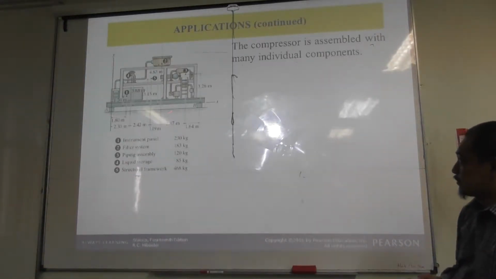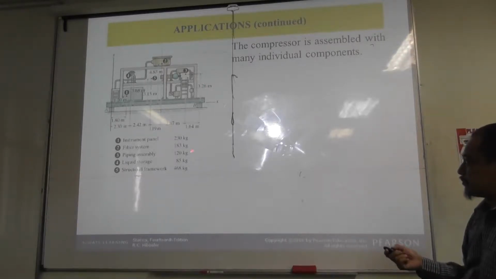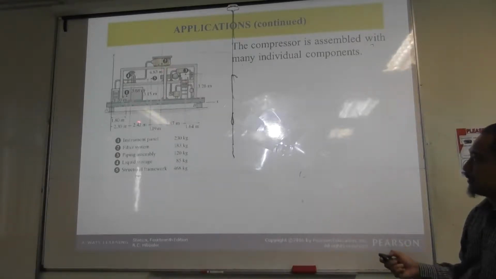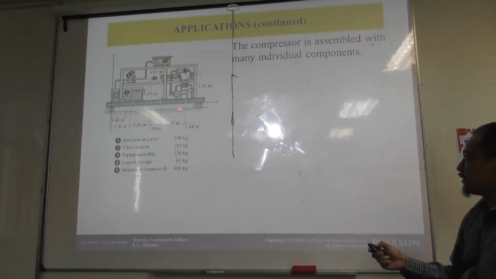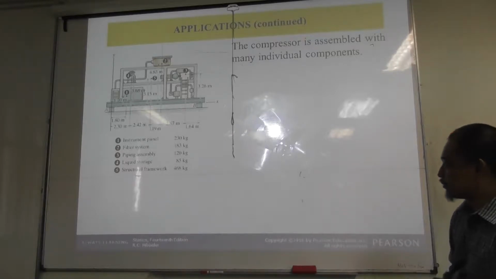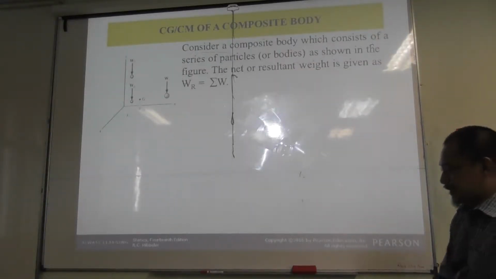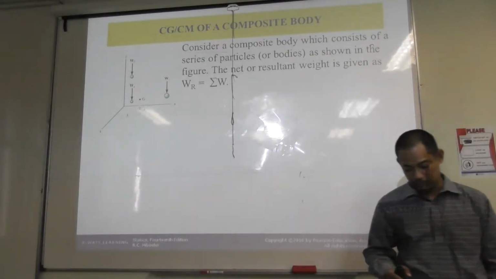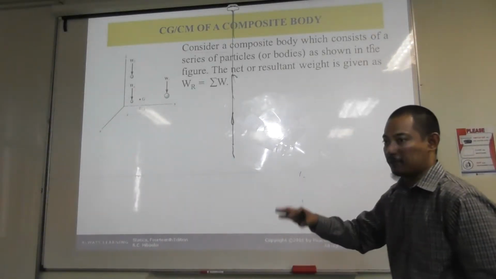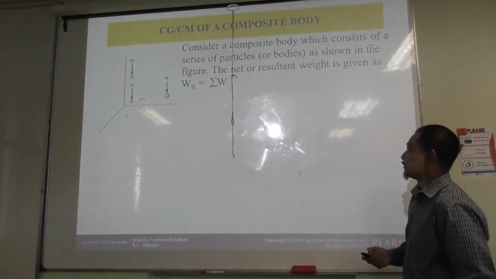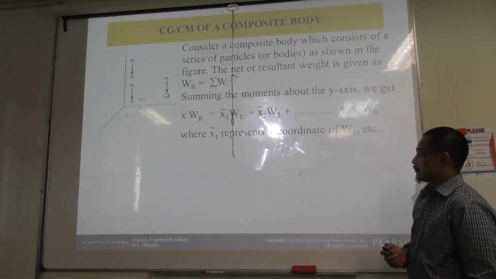Another possible application is a structure that is composed of different elements with different weight at different locations. As a whole, it is a composite structure. So that's to relate how this concept can be applied anywhere in engineering applications. Now, in terms of the theory, we have covered this one.